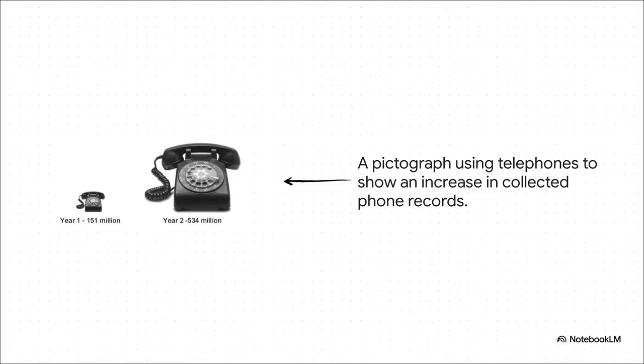The number of records in year 2 is about 3.5 times the number in year 1. But does that second telephone look just 3.5 times bigger? No way! It looks huge. Our eyes don't just register the height, we register the total area. And that's where the distortion happens.